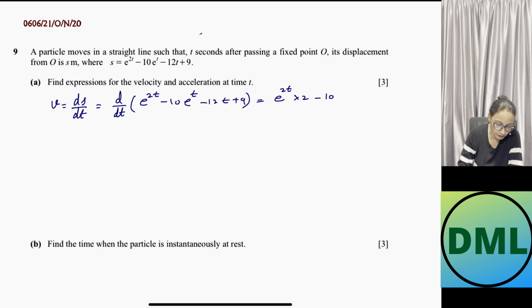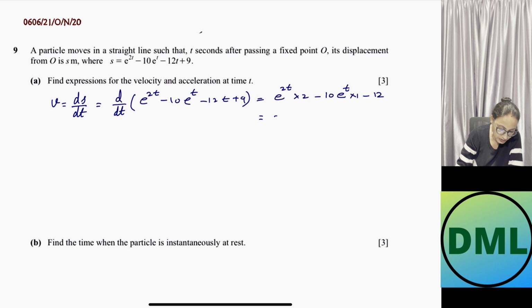Minus 10 e to the power t is e to the power t only. T differentiated by t is 1, so multiplied by 1. Minus 12t, if I differentiate with t, my answer will be 12. And 9 is a constant term. If I differentiate that, my answer will be 0. This is given as 2 e to the power 2t minus 10 e to the power t minus 12. This is my velocity.